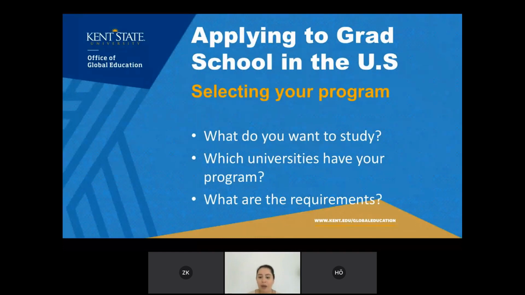Also, what are the requirements for the program? Each university may have different requirements. Depending on what your skills are, what your performance is in school, and what your English proficiency is, one university's requirements may match yours better, and you may have better chances of getting admitted. Sometimes you may have better chances of getting scholarships as well. So always apply to a couple of universities. Don't just apply to one university when you're a graduate student, because there is a chance sometimes that you may not be admitted.